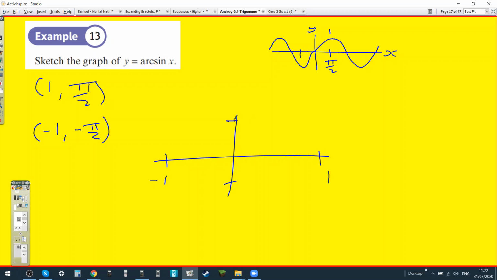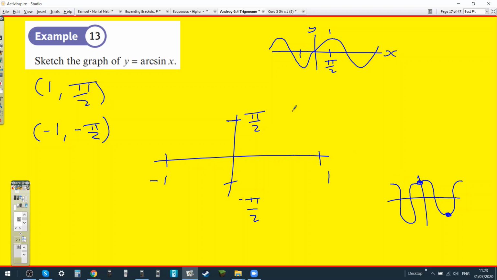Yep. Would it also be the same for cos as well? Like if it was arccos, would it just be pi over 2 and minus pi over 2? No, because the cos graph is symmetrical about the y-axis, so that would repeat the y coordinate. So with cos, you do it from here to here. If you did it from like here to here, you get the same y coordinate.